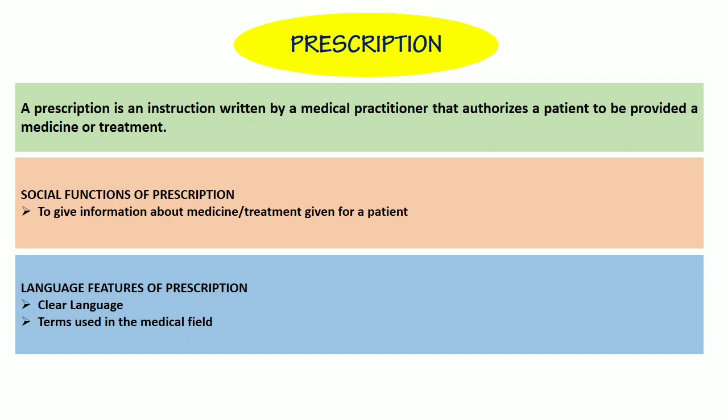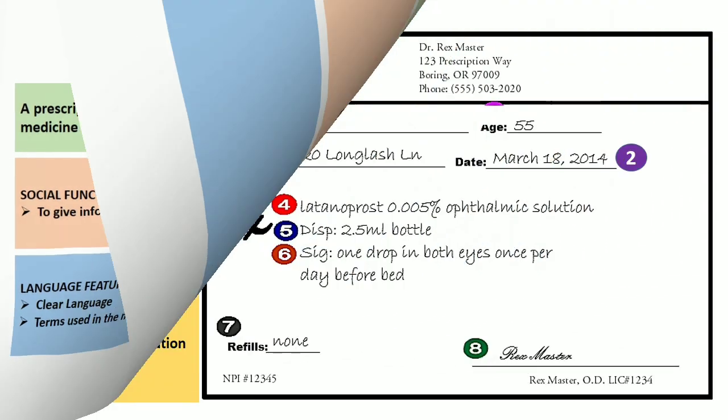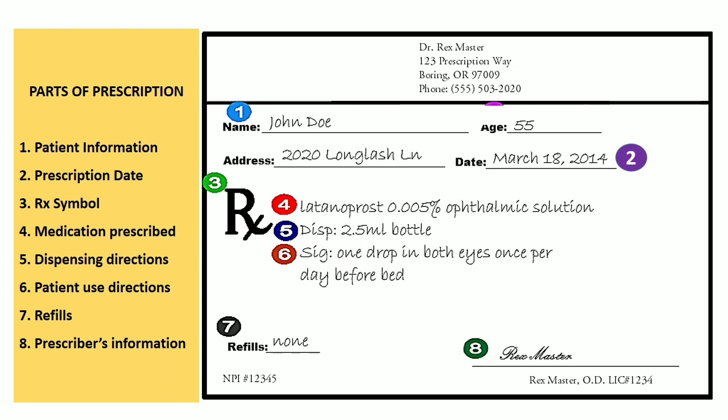The language used in the prescription must be clear, and mostly they use specific terms in the medical field. Jadi bahasa yang digunakan haruslah jelas, dan kebanyakan juga menggunakan kosakata khusus yang digunakan di bidang kesehatan. Next is the parts of prescription. Please read the example of the prescription and pay attention to the number written on the parts of the prescription. Silahkan dibaca contoh resep dokter berikut dan perhatikan masing-masing part yang telah diberi nomor.